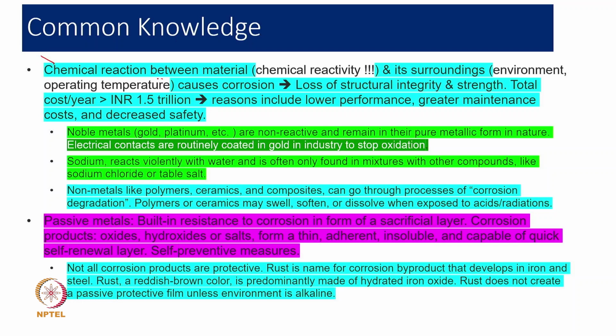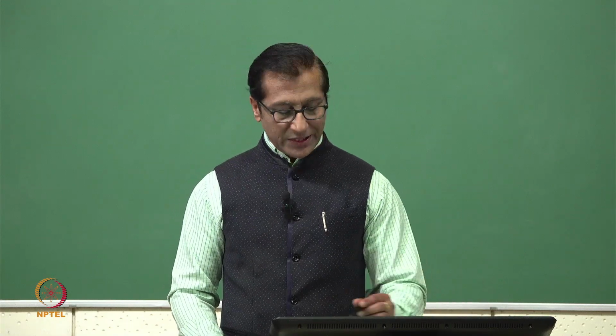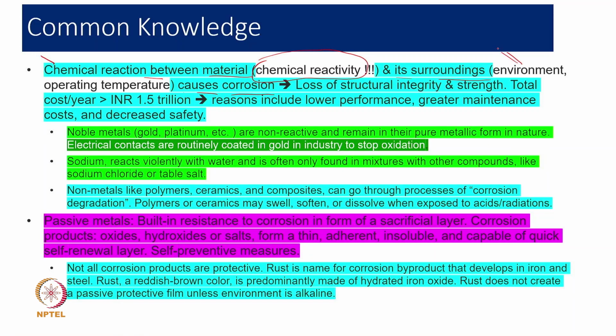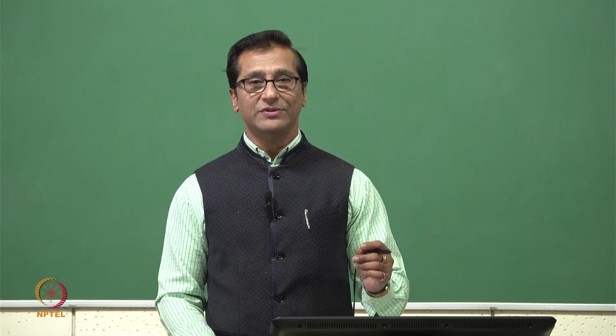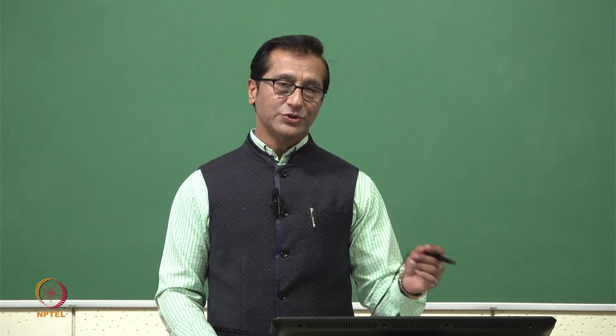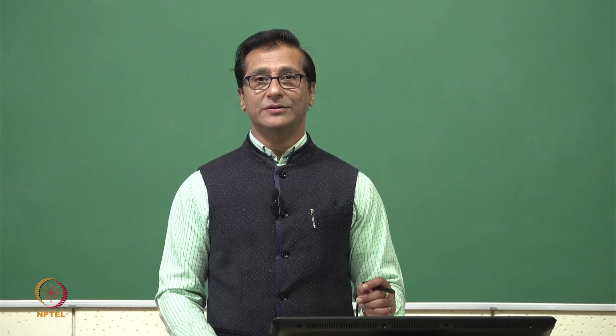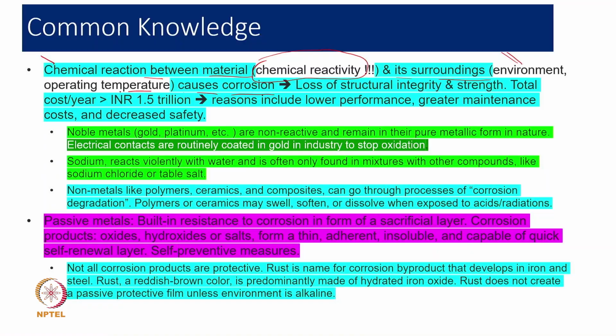We know the chemical reaction between a material and its surroundings will cause corrosion. That means the material's chemical reactivity will play a role. If the potential is lesser and on the negative side, it will be much more reactive. If it is on the noble side, it will be less reactive. Another factor is the environment, whether there is carbon dioxide, chloride, sulfur oxide, nitrogen oxide, or some sort of acidic environment, it will play a slightly different role. And with operating temperature, the higher the temperature, the more corrosion occurs.